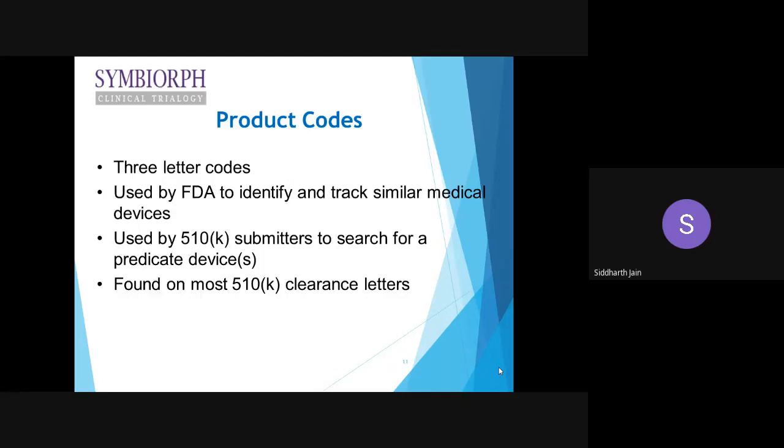It is used by 510K submitters to search for the predicate device, and it also helps in searching the available predicate devices. It is found on most 510K clearance letters. If you see a typical 510K clearance letter from the US FDA, you will find these 3-letter codes on each and every one. So knowledge and identification of product codes is very important for your products, because with the product code you can classify your device and also identify predicate devices.